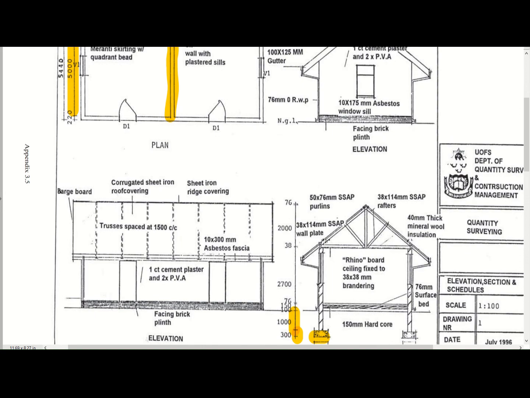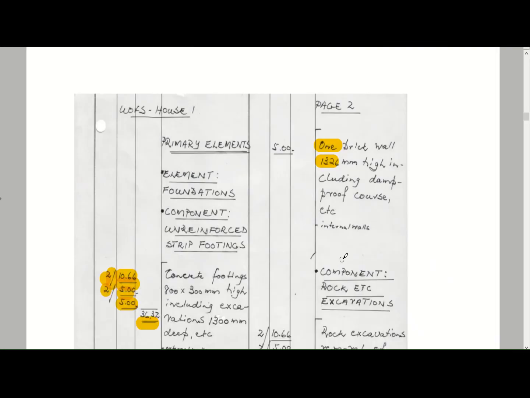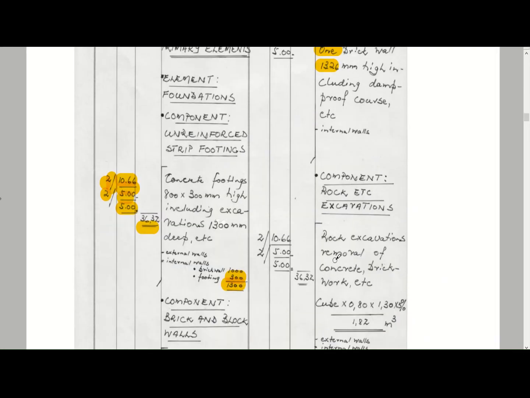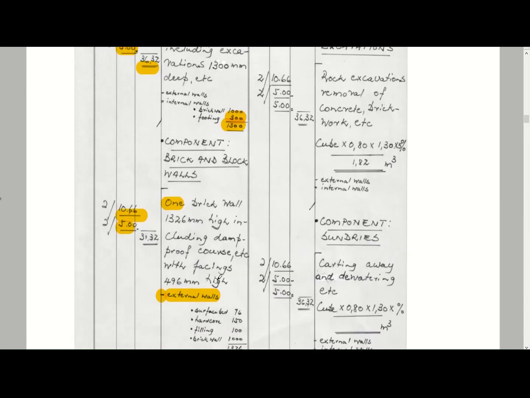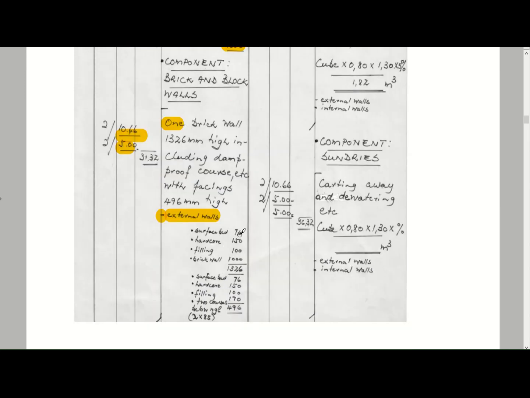Let me just see if they've got the gable ends in here. Where's the gable ends? Hardcore. Okay, so here's just all the other items that they've measured: surface beds, hardcore, etc.